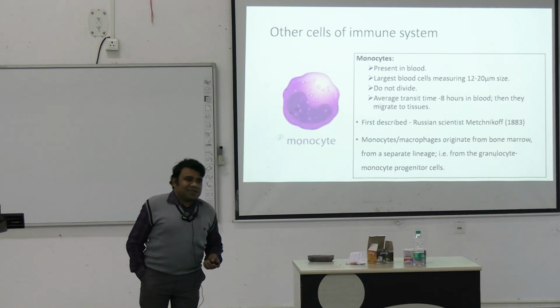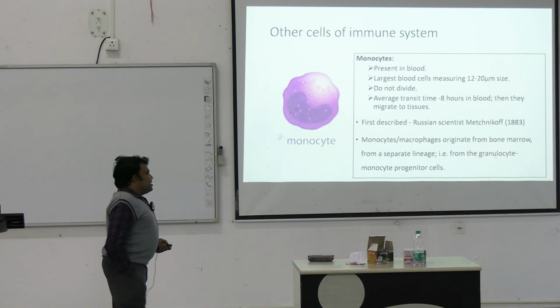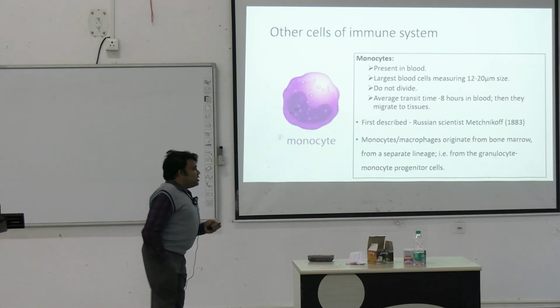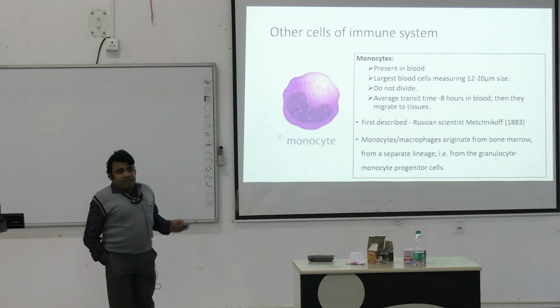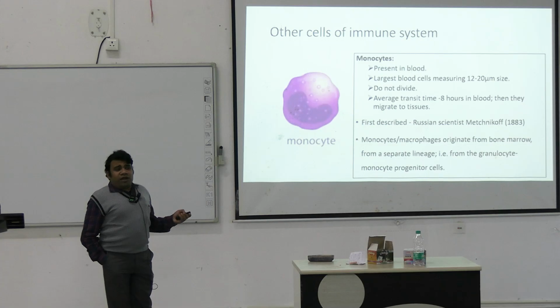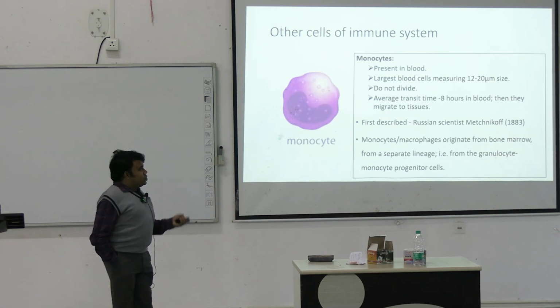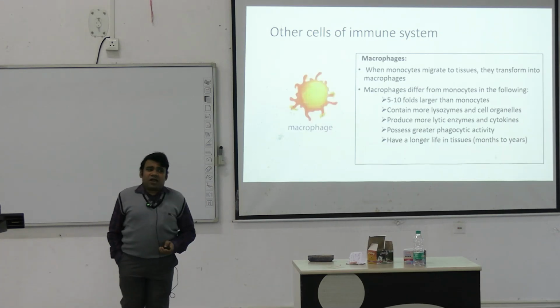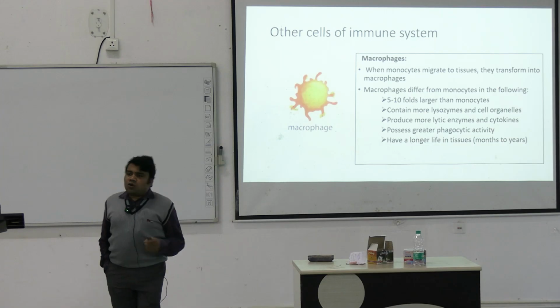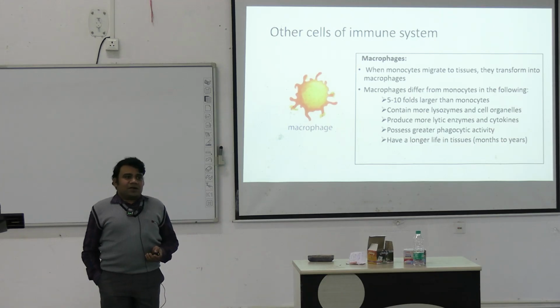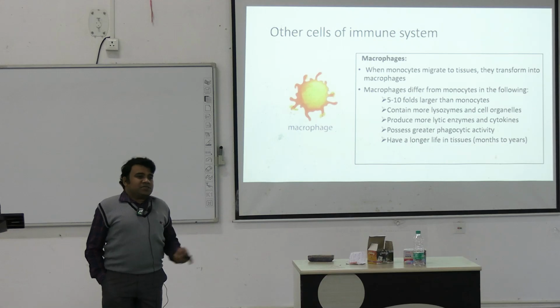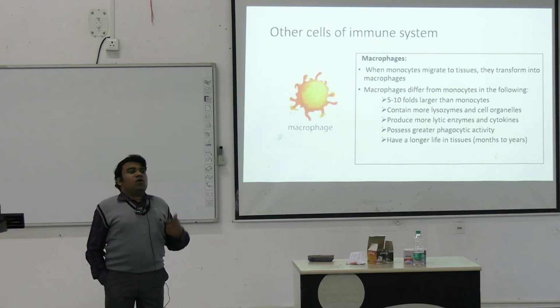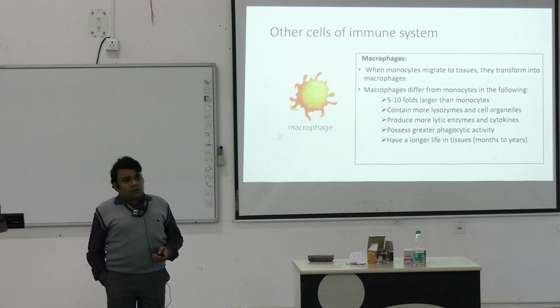All are white blood cells, but what is a monocyte? This is the largest cell present in the blood, and when the monocyte moves into the tissue, we call it a macrophage. So what is the role of the macrophage? Most important is phagocytosis, right? When it happens in the tissue, we call them macrophages. When it happens in the blood, we call them monocytes.